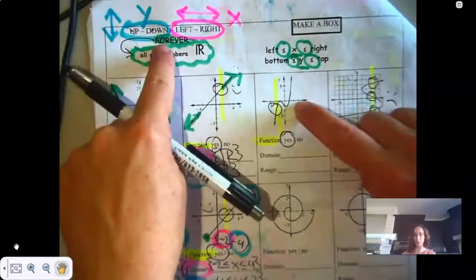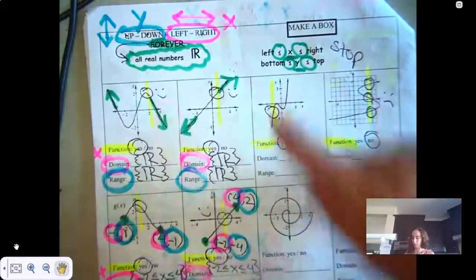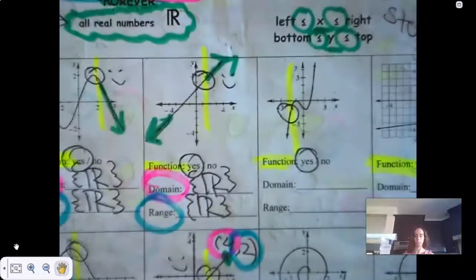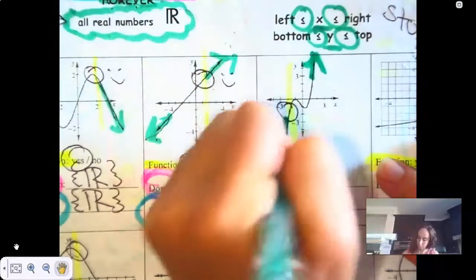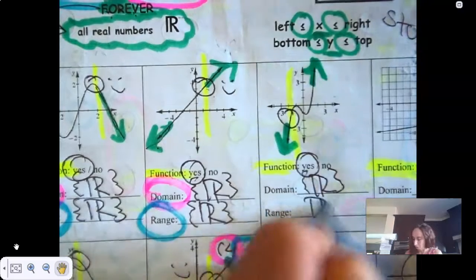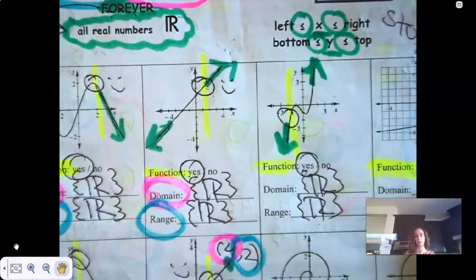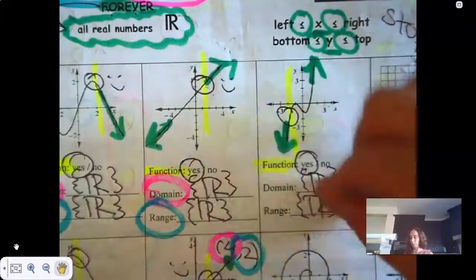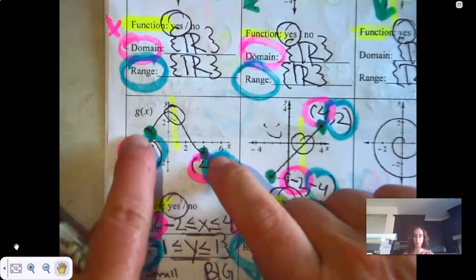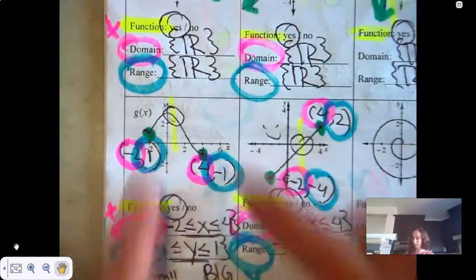Now let's look at this one. Is this one a forever? Or I guess this would be like a stop. So is it a forever or is it a stop? Okay. So if it's forever, and it's forever, then what are you writing? All real numbers, all real numbers. Okay? So forever, forever, all real numbers. Forever? No. X, boom. Y, boom.